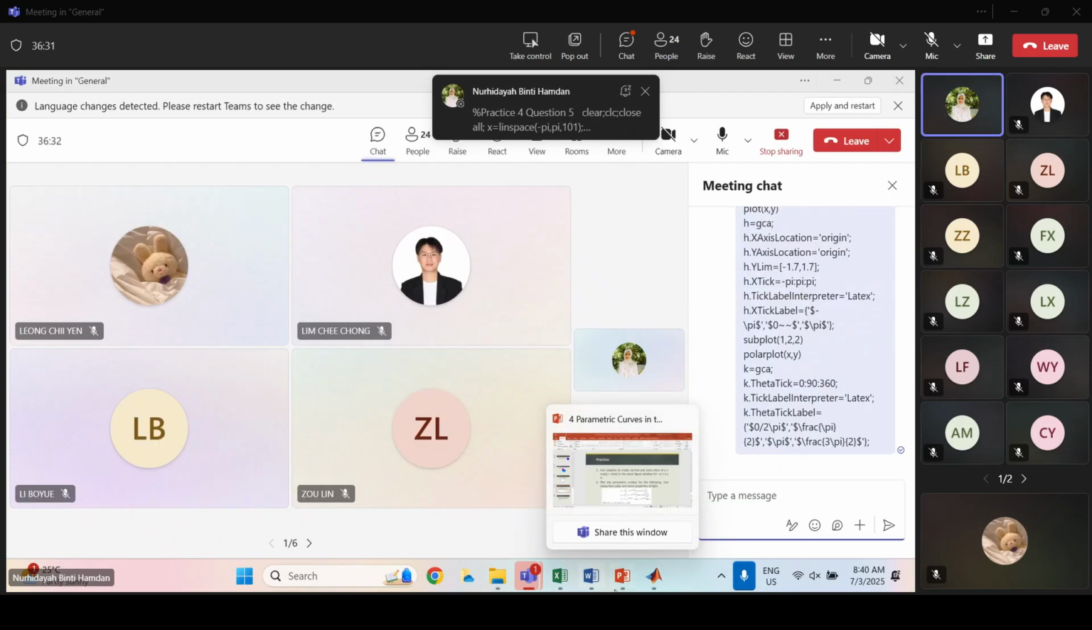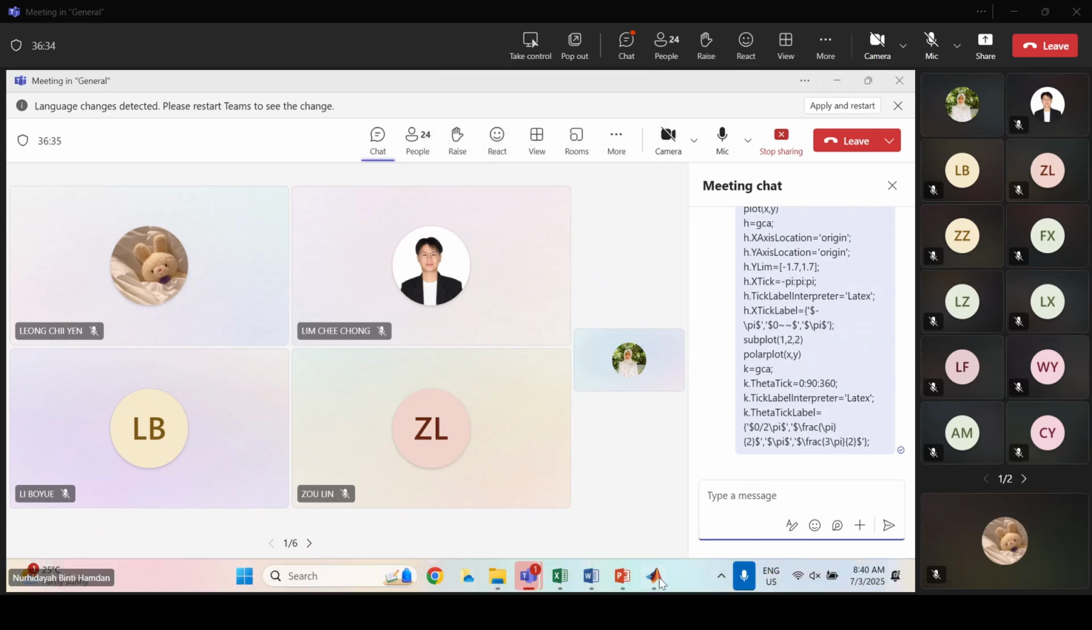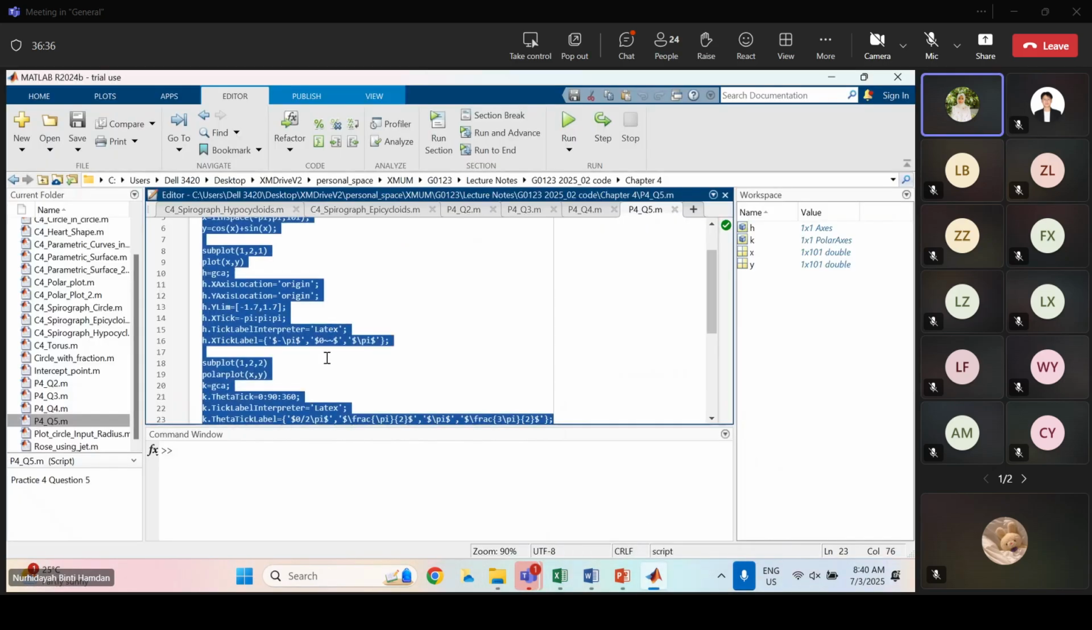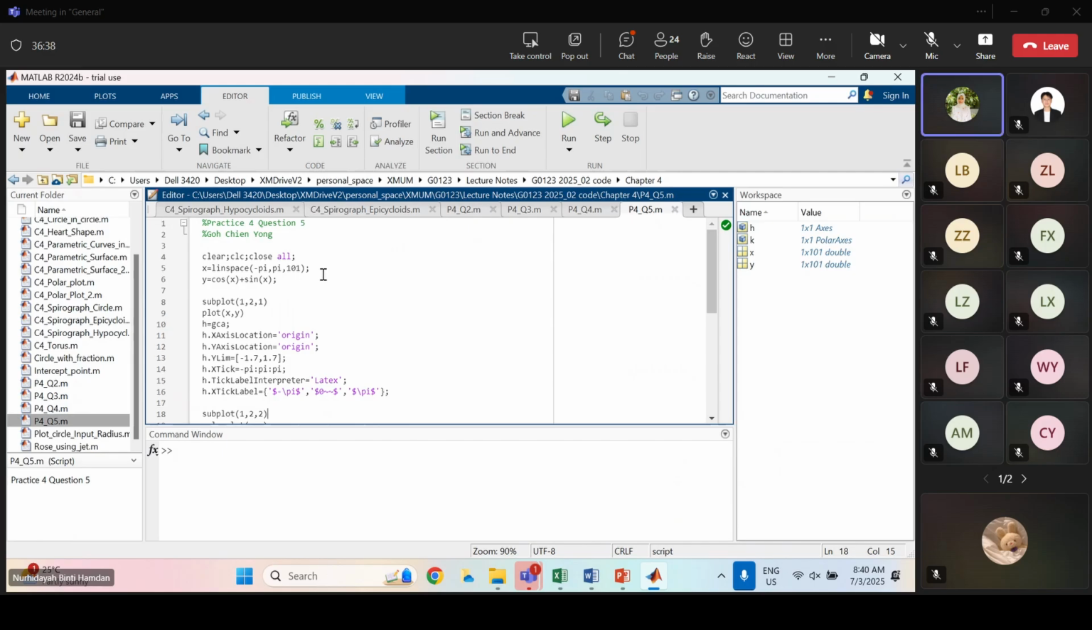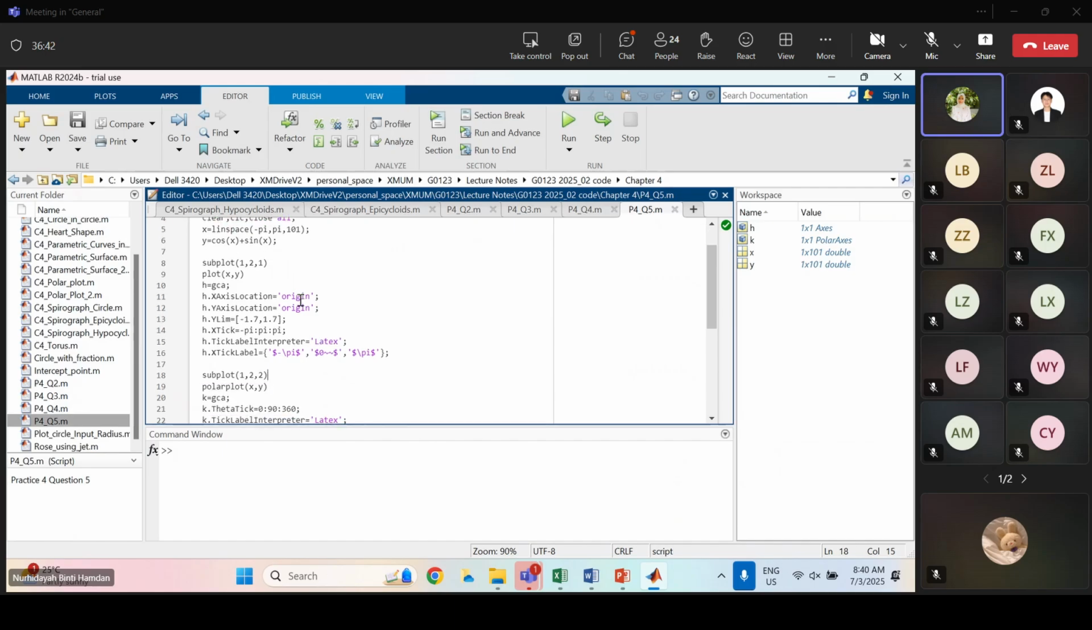So this is the code for this question. I think this one is quite straightforward. We create a linear space, y is cosine x plus sine x. Then the first plot is plot x and y. This one is just extra, because I want my x axis and y axis to start at the origin. Then my y limit is negative 1.7 until 1.7. My x tick is between negative pi and pi.